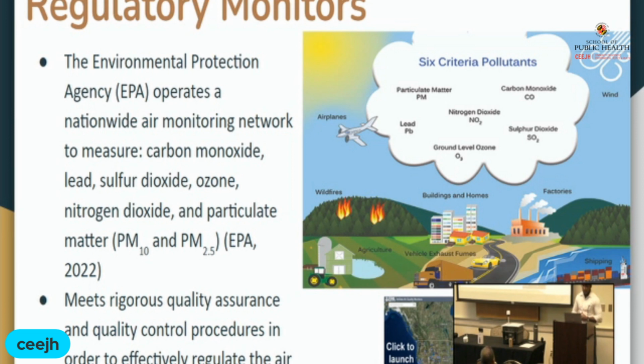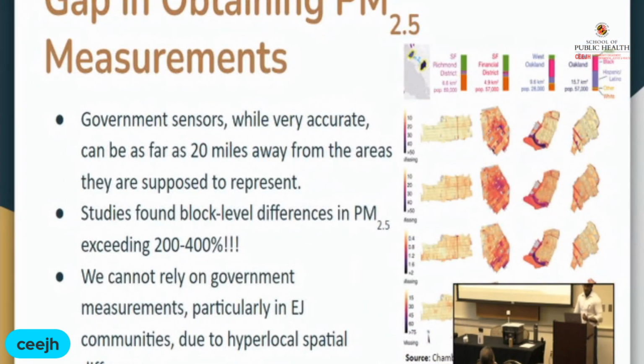While the EPA regulatory monitors and those monitors that are owned and operated by your state governments, so the New Jersey Department of Environmental Protection, the Pennsylvania equivalent, and the Maryland Department of the Environment, these meet rigorous quality assurance protocols. But as you'll see, they're relatively sporadic. While they're very accurate, gold standard equipment, they can be as far away as 20 miles from areas that they're supposed to represent, which include environmental justice communities.